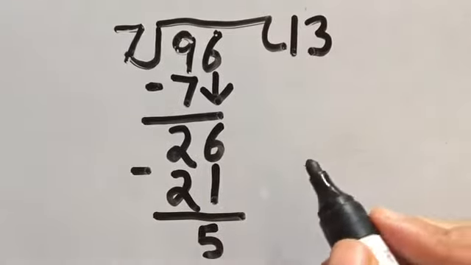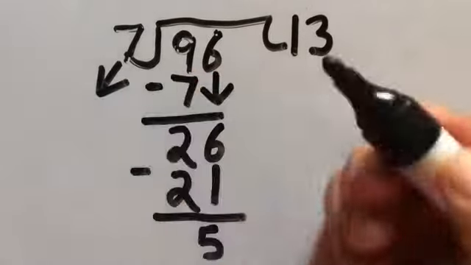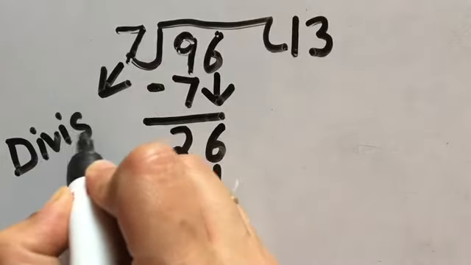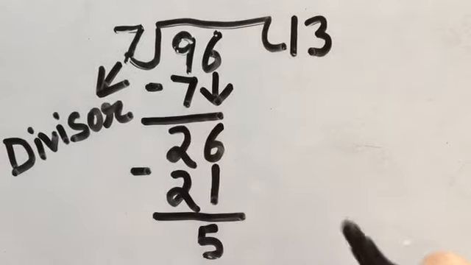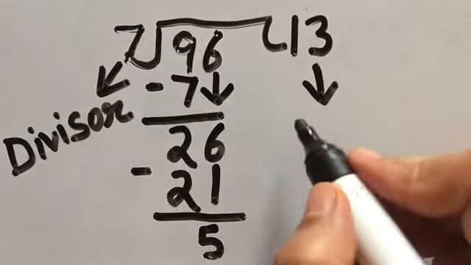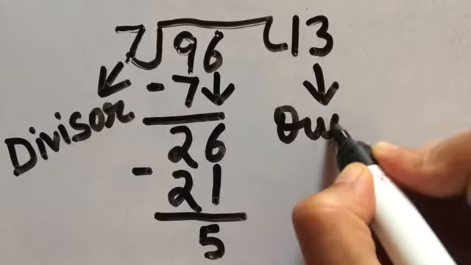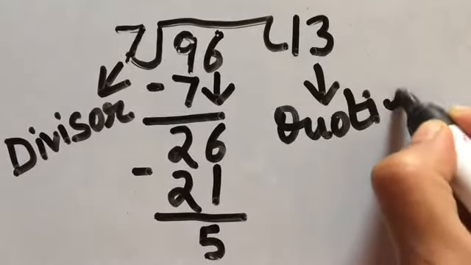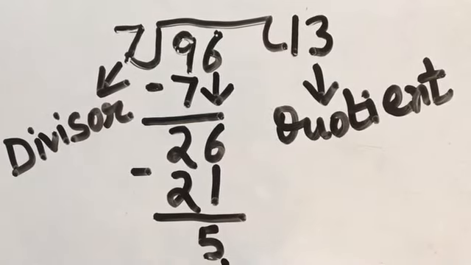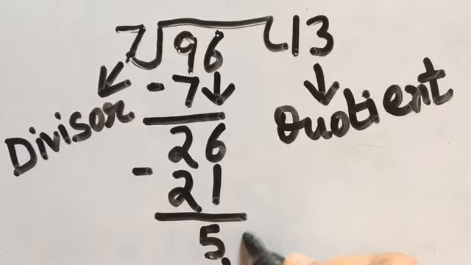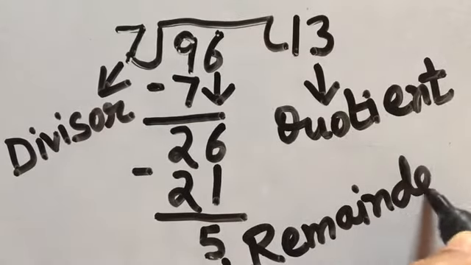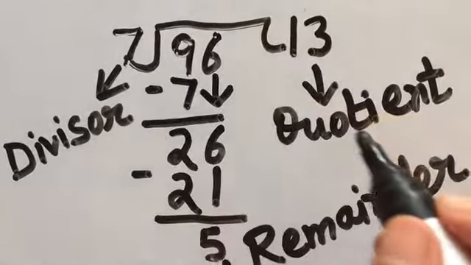In this, the 7 is called the divisor. What do we call it? D-I-V-I-S-O-R. This 7 is called the divisor. This 13, the answer, is called the quotient. Q-U-O-T-I-E-N-T. Quotient. This 5 is called the remainder. Remainder is what is left over, जो बच गया है हमारे पास.